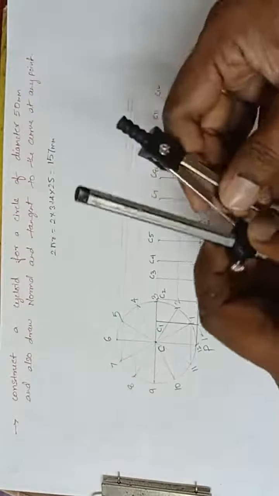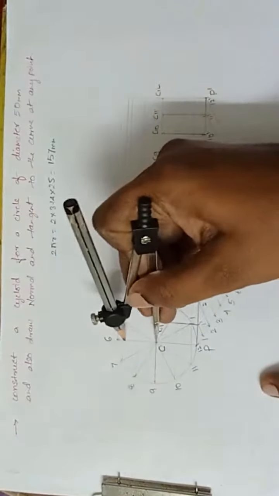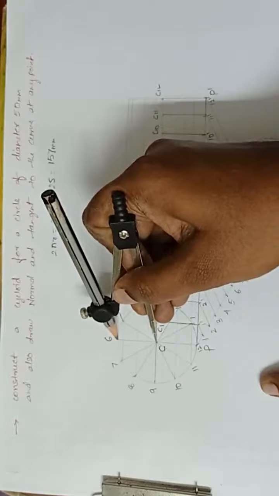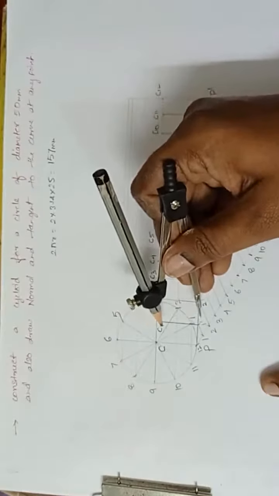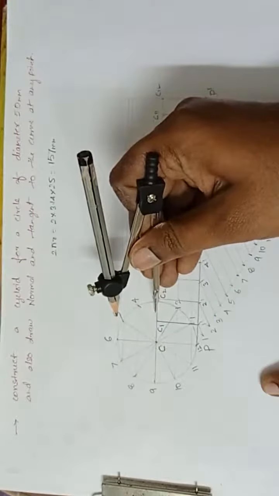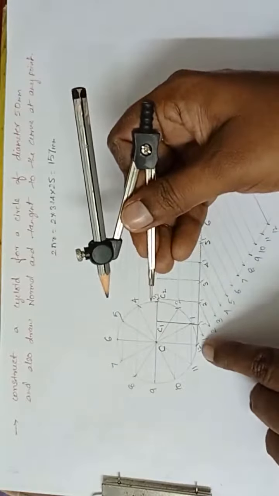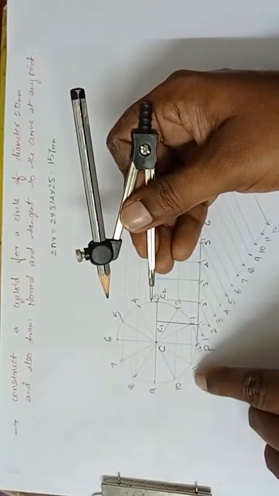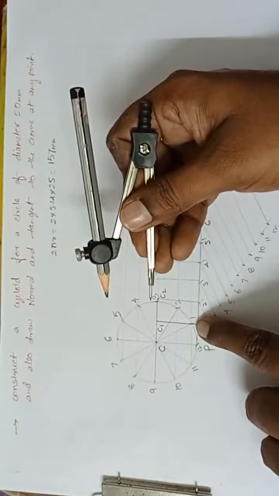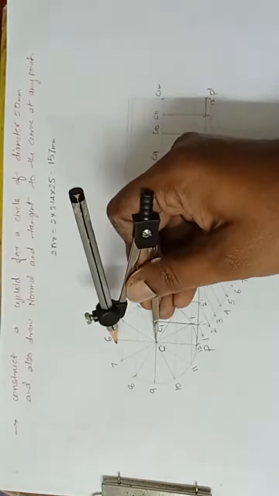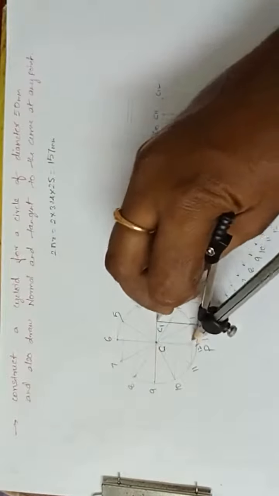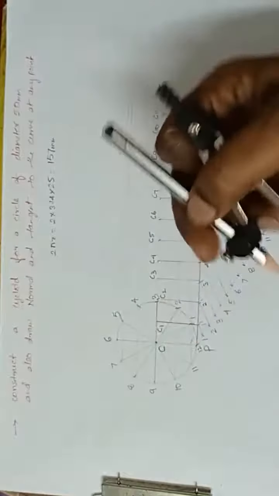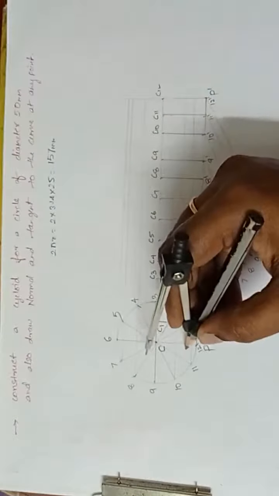Now what I am doing is, take the radius of the circle. If 1 will touch 1 dash, C will move to C1 and P will move to another upward line, that is, it will move to the 1 1 dash line. Now take the radius of the circle, C1 as center, cut the first line here. I'll name this P1.